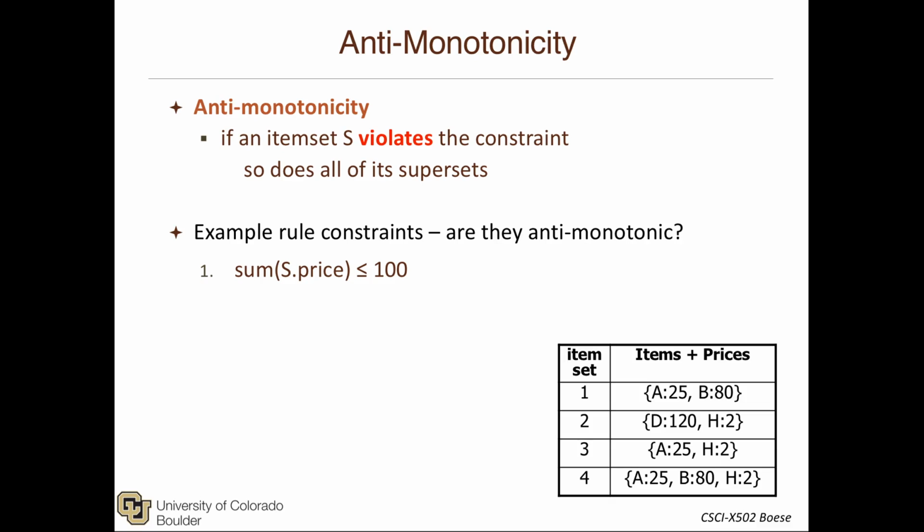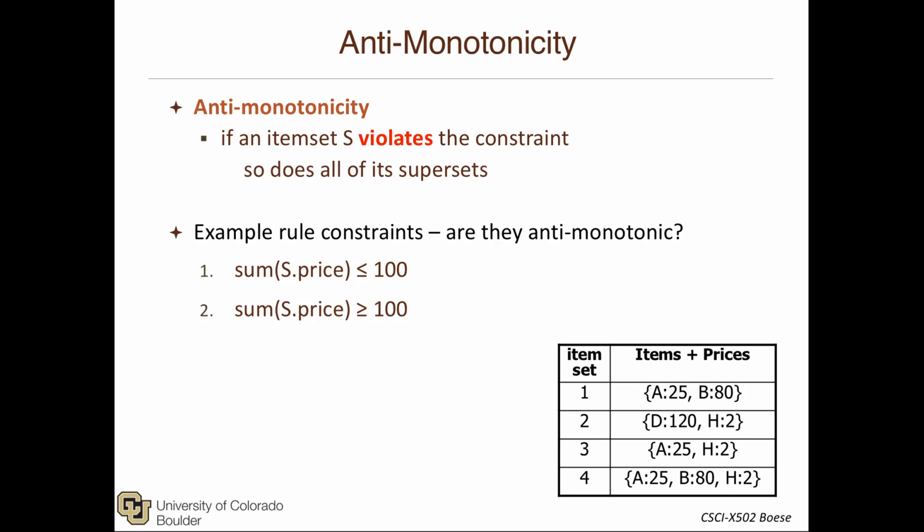So if we look at this example rule constraint, we've got three of them coming up. Are they anti-monotonic? The first one is that the sum of a subset's prices is less than or equal to 100. What we want to do is look at the sum of any subset. Once we violate this, once we get up to 105, any superset that contains the subset will also violate this. So yes, this is anti-monotonic.